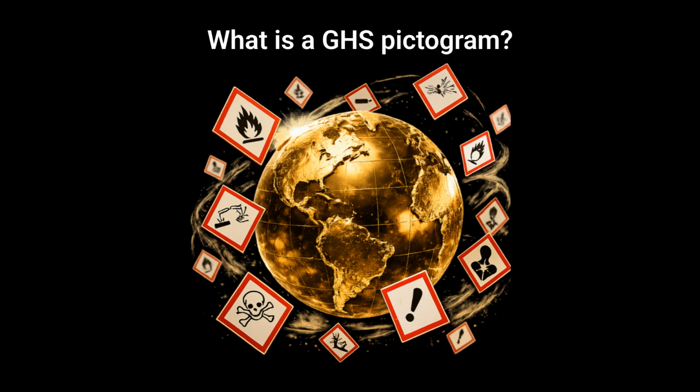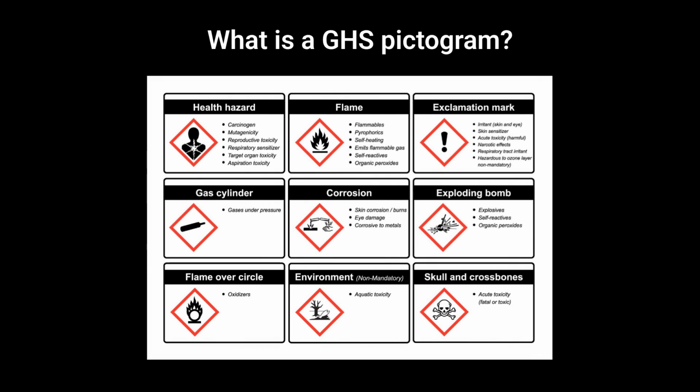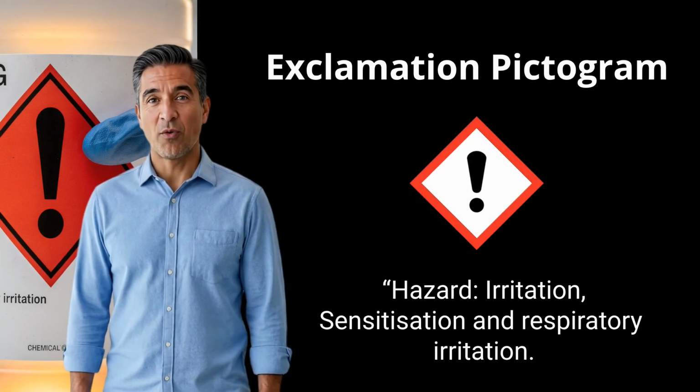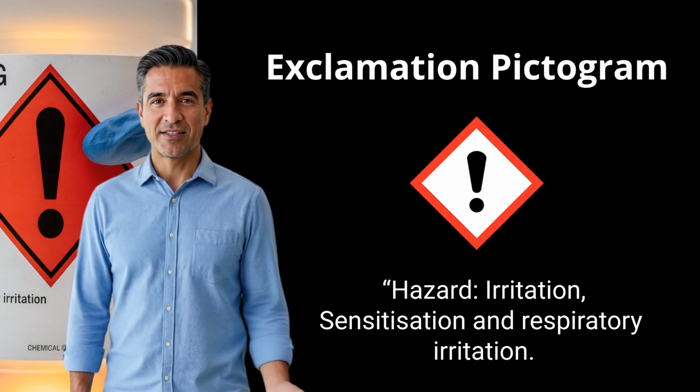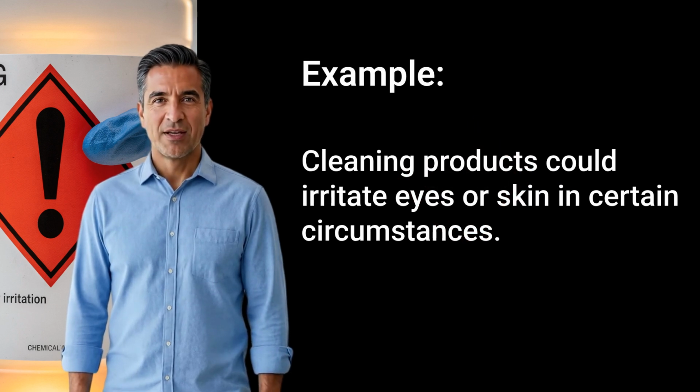A GHS pictogram is a standard symbol placed on a label or the container that is used to quickly show the hazard type of a chemical. Each symbol is enclosed in a red diamond and gives you instant information about the risks and the precautions you need to take. The exclamation mark pictogram indicates less severe hazards like skin or eye irritation, skin sensitization, or respiratory irritation. As an example, cleaning products could irritate eyes or skin in certain circumstances.